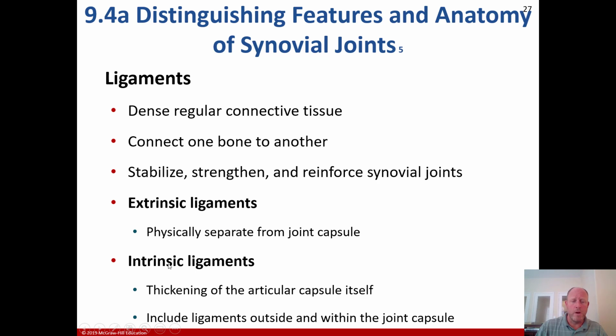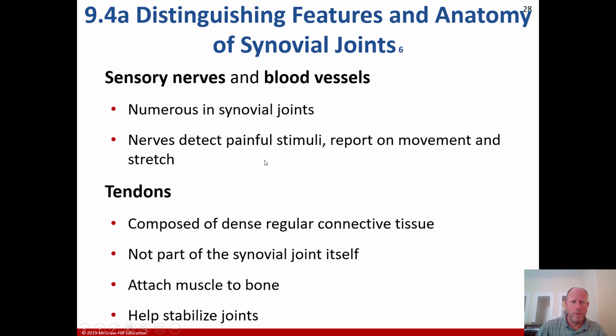Extrinsic ligaments are physically separate from the joint capsule, whereas intrinsic ligaments are the thickening of the articular capsule itself and include ligaments outside and within the joint capsule. Now, these synovial joints also have sensory nerves and blood vessels. There are numerous numbers of those in the synovial joints. The nerves, of course, detect pain stimuli, they report movement and stretch, so length, they report on length, motion, range of motion, and of course pain.